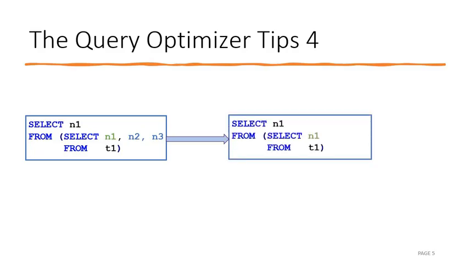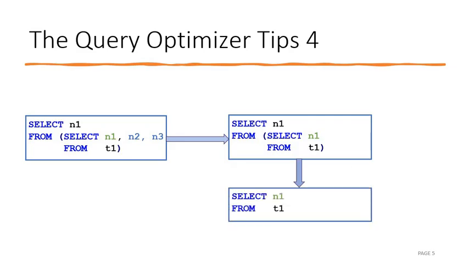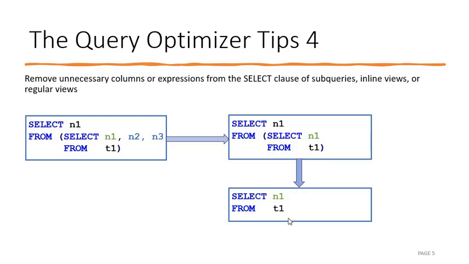How can we improve the performance? We should use only those columns which are required. So here we can write select n1 from T1. We can further improve this query. How can we do this? We just remove the inner query and use select n1 from T1. So this way we can improve the performance of the select statement: reduce unnecessary columns or expressions from the select clause, subquery, inline view or regular view.